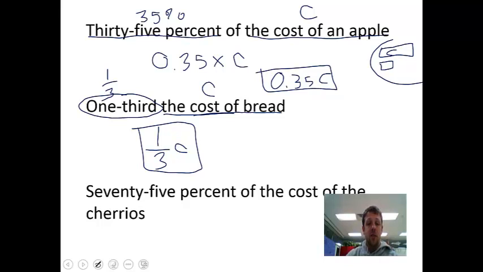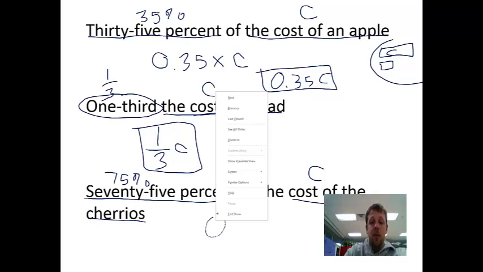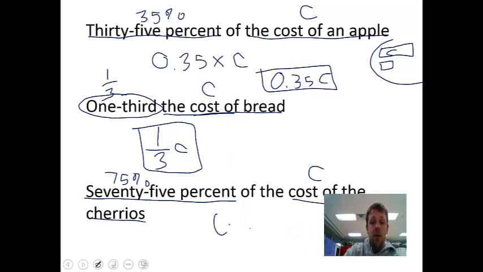75% of the cost of Cheerios. So I noticed that 75% is a number. And the cost of the Cheerios is something I don't know. So I'm going to put 0.75 and c.